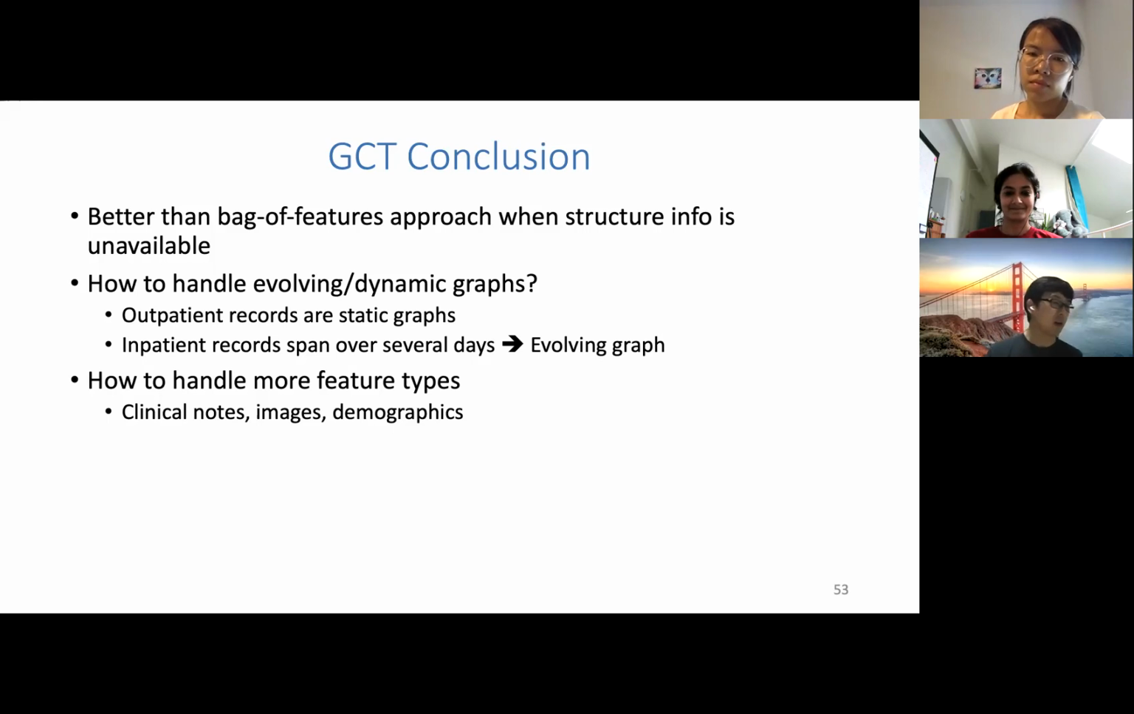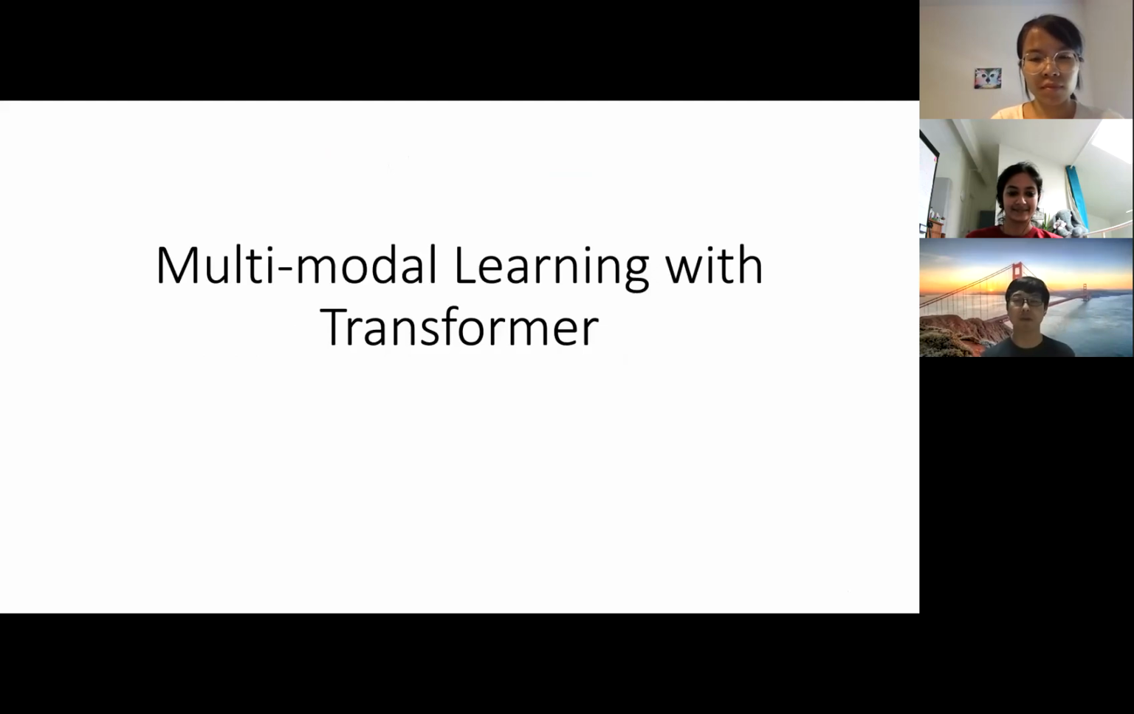And I think I used my given time, actually. I do have a couple of slides that are more focused on multimodal learning. So if you can give me maybe one or two minutes, I can just briefly go over the slides.